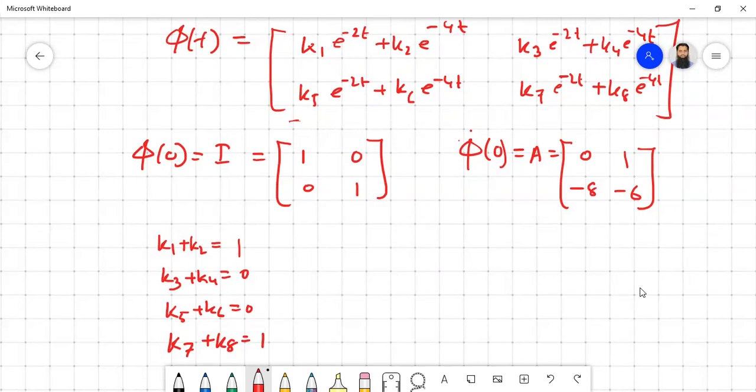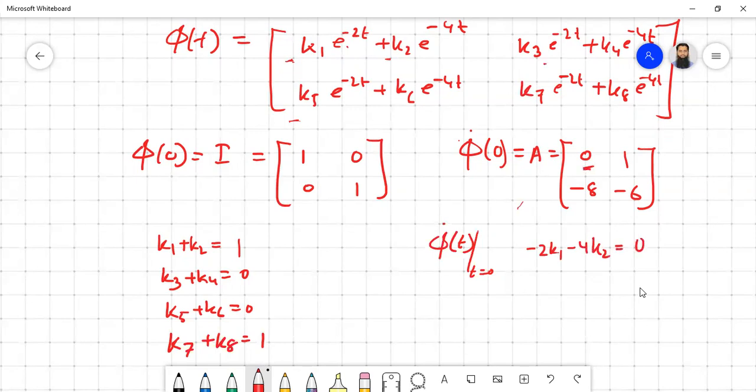Now for the second one, we have to actually take the derivative of phi with respect to t, then set t equal to 0. As you can see, if you take the derivative, minus 2 will just come forward here, and minus 4 will come forward here. The exponents will vanish because t equals 0. So what you find is minus 2 k1 minus 4 k2 will be equal to 0.